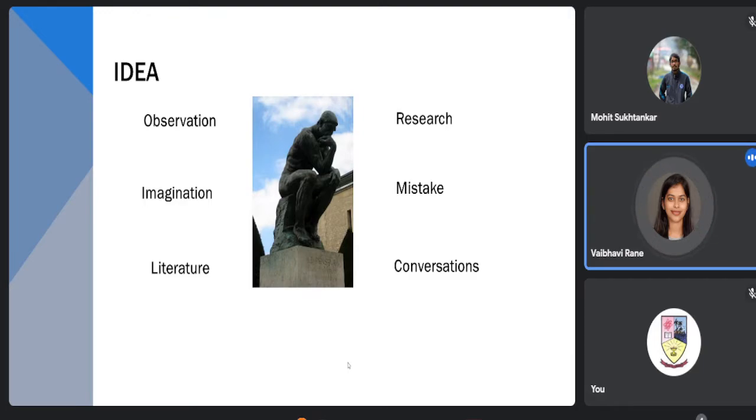The next source of your idea can be research. So you work on something, you try to develop something, and that is basically what your research is. At this point of time, you have some basis. When you research on a particular idea, you have some preliminary knowledge about what you want to do.